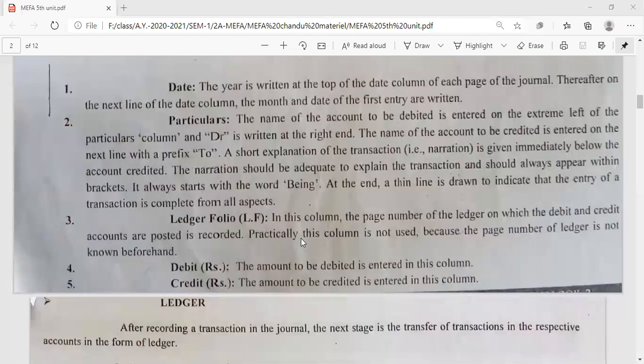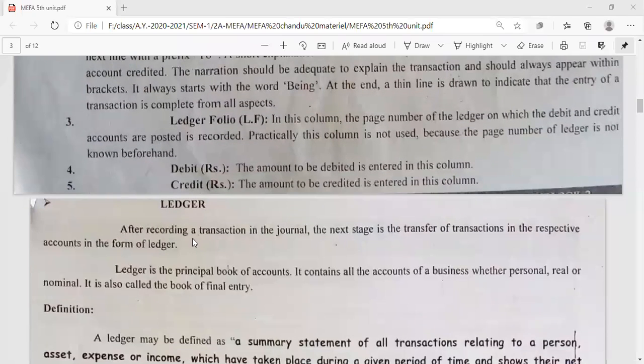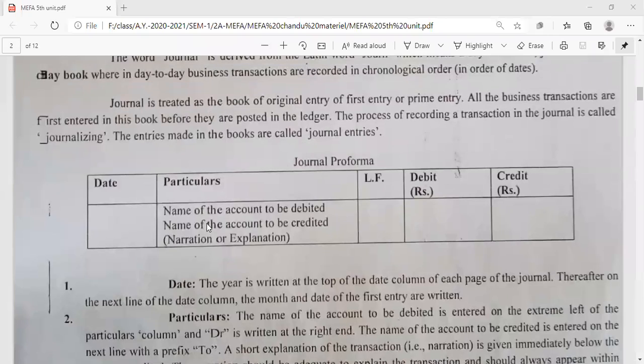First, we'll make the entry into the day book, that is the journal book. After entering these details in this book, they have to be copied into the ledger book. In the ledger book, for that particular company, you will be maintaining one page. That page number will be written in this ledger folio. But we always keep this one empty while we prepare this journal proforma.